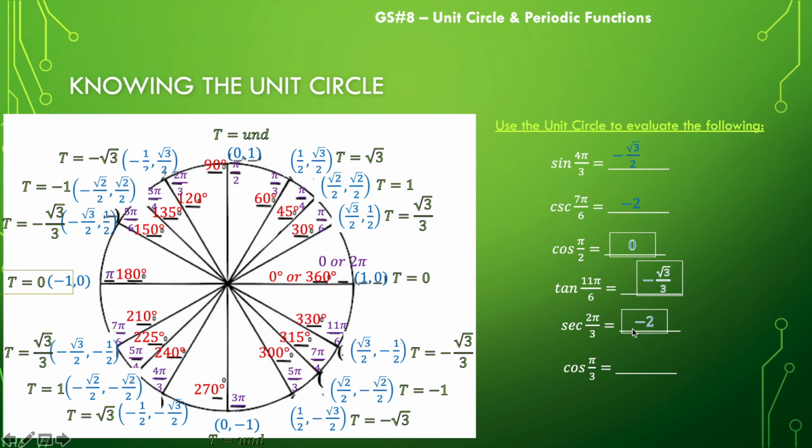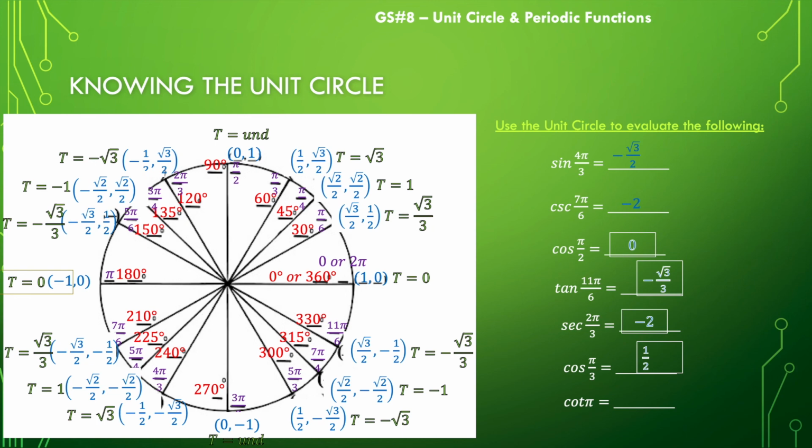How about cosine of pi over 3? Can you do this one? Try it out. I'll wait for a second. Come on back. Find pi over 3. Oh, here's pi over 3. And the cosine is the x value, so we should end up with just 1/2.